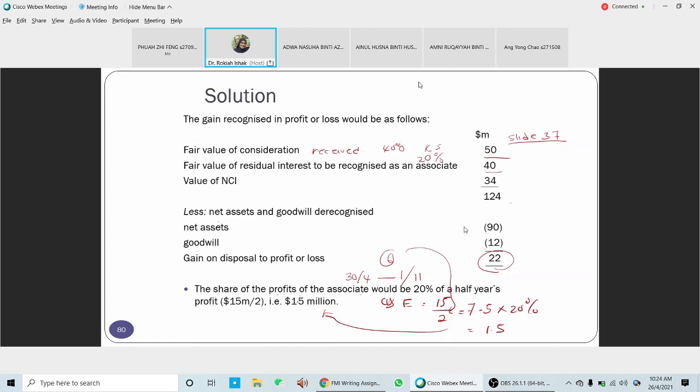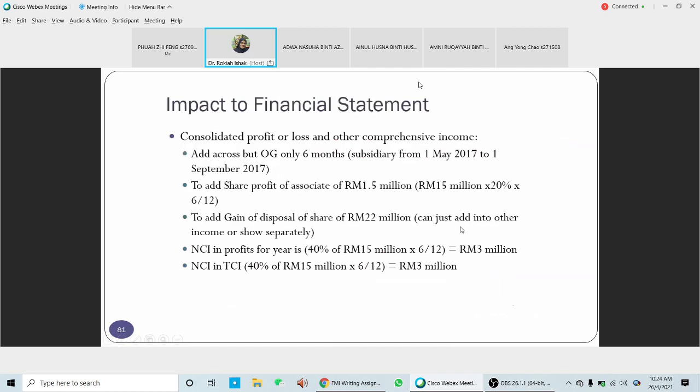Okay, so we're going to proceed with this one. We're going to have 1.5. For the consolidated profit or loss and comprehensive income, we're going to add across, but only for 6 months. So you're going to add all the information here in the income and in the other profit or loss and other comprehensive income, but you need to prorate the amount with 6 months, because you calculate from 1st of May until September only. After September, you don't have control over the company. Yeah? Okay, and then you're going to have a share of profit of 1.5 million.